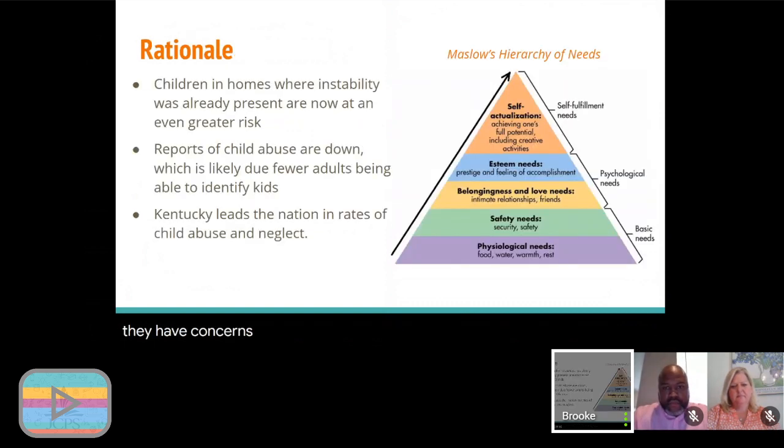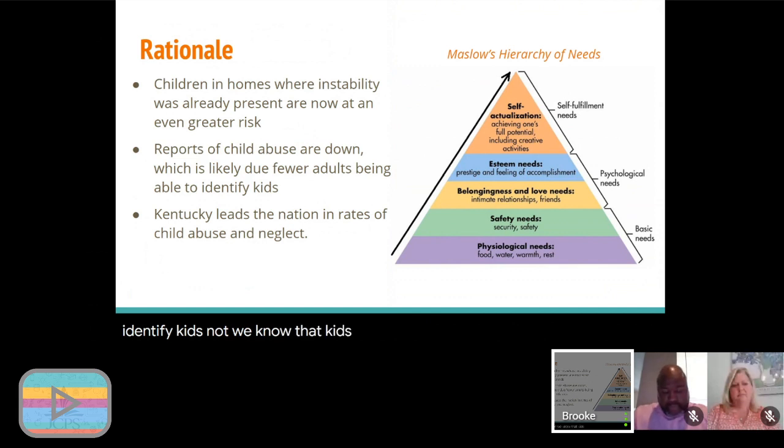So the rationale behind why we're having this conversation today. Children in homes where instability was already present are now at an even greater risk. We all know our kids that are vulnerable, and with heightened emotions and uncertainty, we know that that can worsen situations where violence or abuse was already present. We know that reports of child abuse right now are down, which is likely due to fewer adults being able to identify kids, not necessarily a decrease in incidences of abuse.